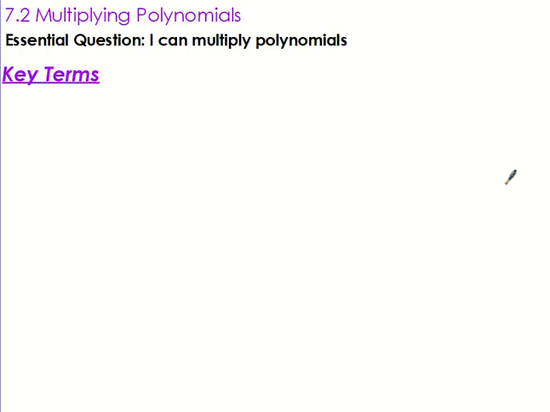So we're doing 7-2. I can multiply polynomials. So we might have a monomial with a trinomial or a monomial with a binomial, but we're going to take polynomials, multiple terms, and multiply them together. There are no key terms because we already know what polynomials are, binomials, trinomials, and we already know what the word multiplication is. So there's no key terms today.